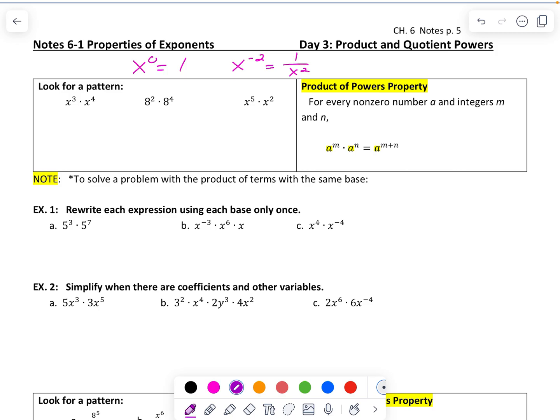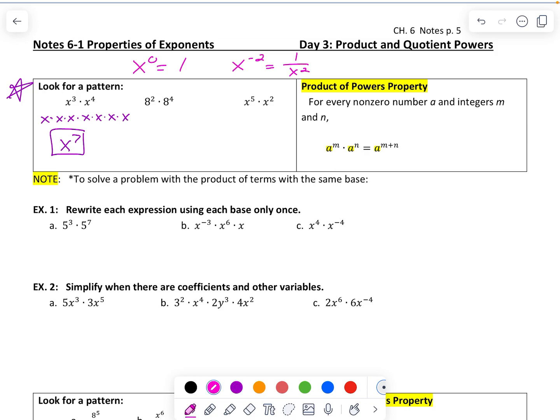Well, today we're going to learn about the product of powers. So let's start here and look for a pattern. Remember, x to the 3rd power means x times x times x, times x to the 4th power, which is x times x times x times x. How many x's do we have multiplied together here? Well, it looks like 7 all together being multiplied together.